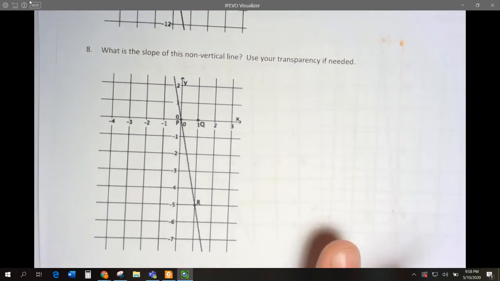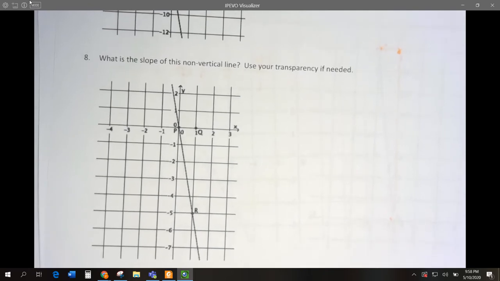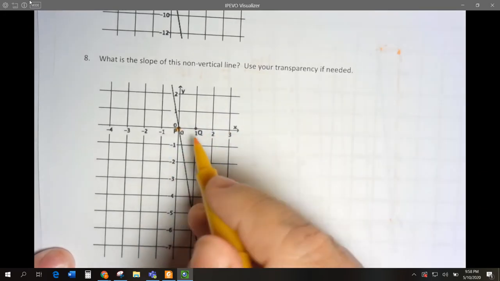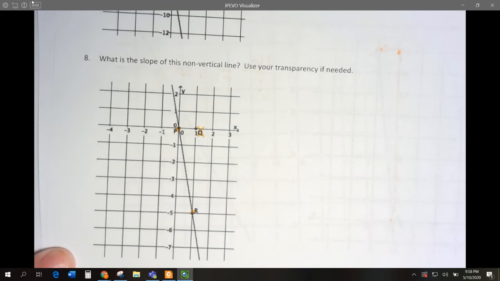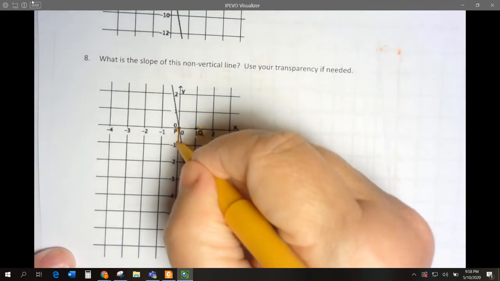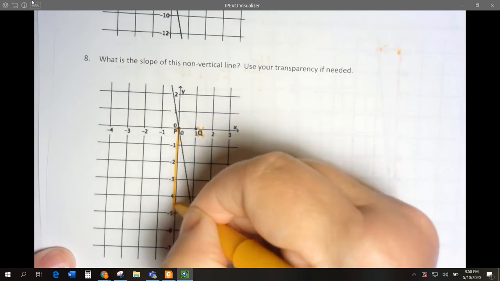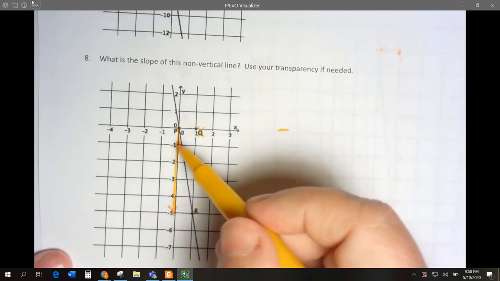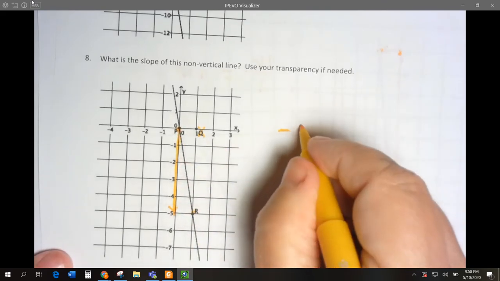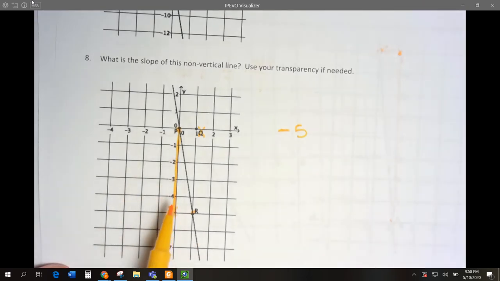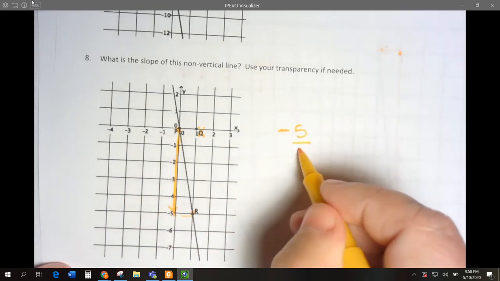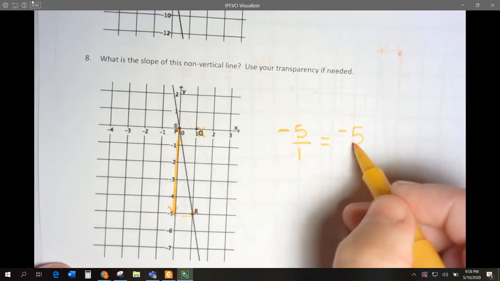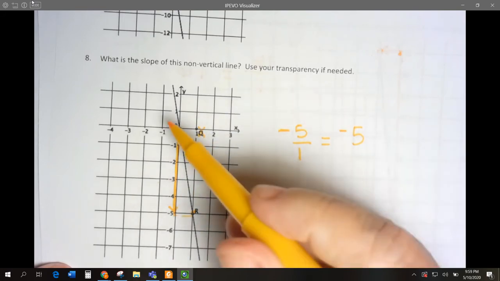Number 8. Again, they gave us our points, P and R. Don't worry about point Q. So we need to go our rise, and actually to go from P to R, we have to go down, right? So it's going to be a negative slope. And we go down from 0 to -5, so we go down 5. And we go from 0 to 1, we go over 1. So -5/1 is our slope, and we can simplify our slope to be -5. It's negative because it's going downward left to right.